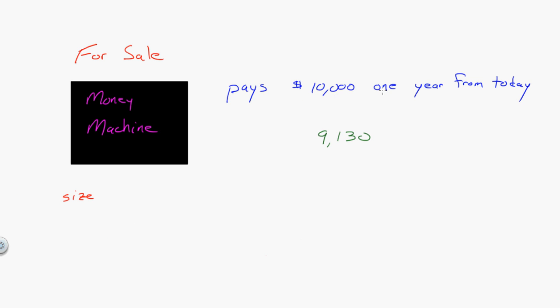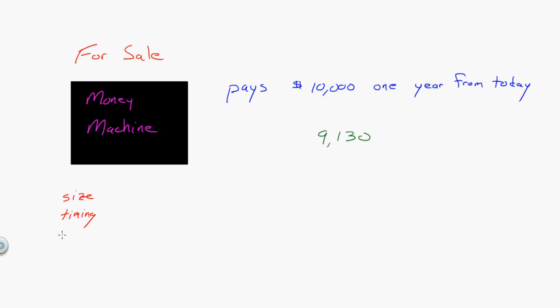All right, question number two. Instead of it paying 1 year from today, what if it pays 2 years from today? Will you give me more or less? Well, I want my money sooner rather than later. I'm not willing to pay $9,130 if it's going to take 2 years instead of 1. I'll pay less. So not only does size matter, timing matters. So the two things we have so far, size and timing, matter.